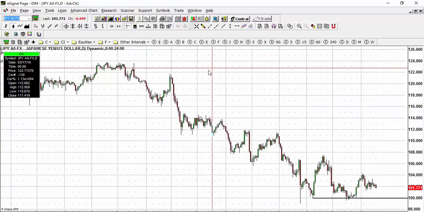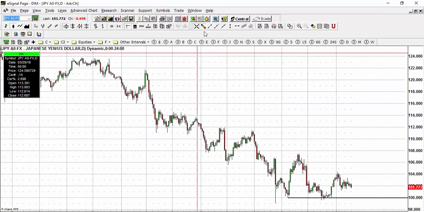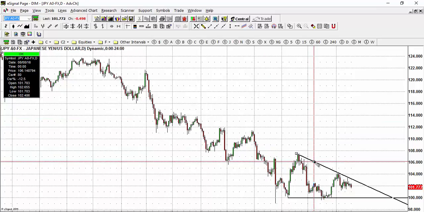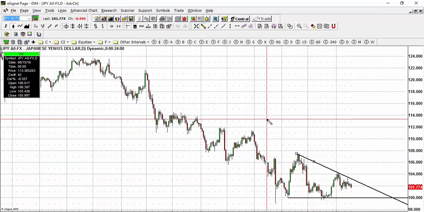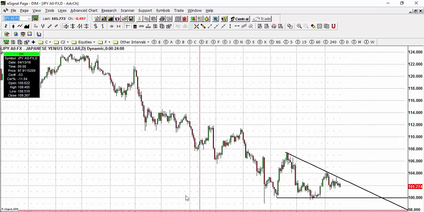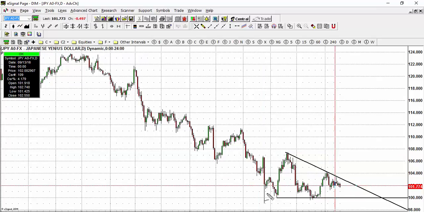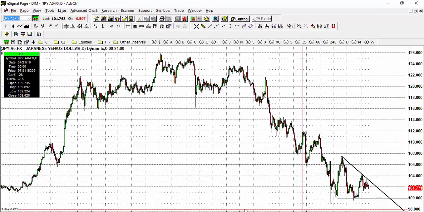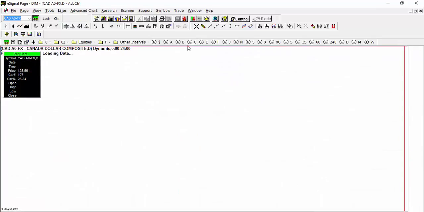Taking a look at the US dollar versus the Japanese yen, we're still in our triangular consolidation pattern here, and what we're looking to see is if the market can break below this area of support in the 199 region. If we do that, we could see a move lower in the USD versus the Japanese yen.